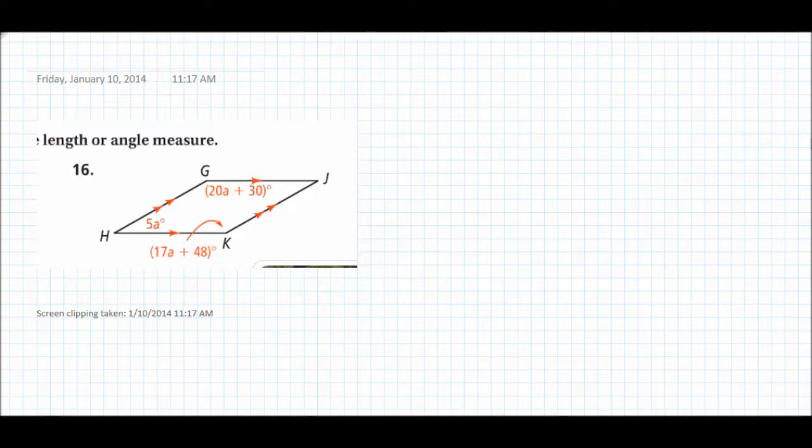Same concept. We have to solve for the variable and then find the value for all the angles. Well, we can do this a few different ways. What do we remember? Well, opposite angles are congruent, or consecutive angles sum to 180. So I'm going to go angle G equals angle K. So angle G is 20A plus 30. Angle K is 17A plus 48.